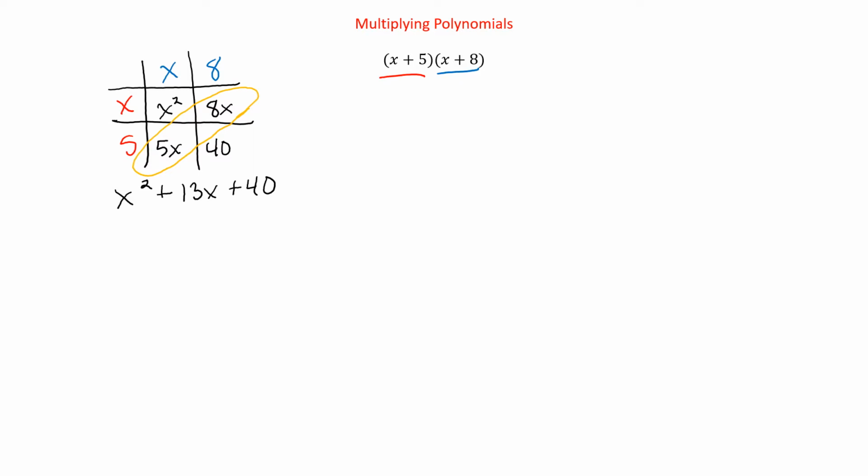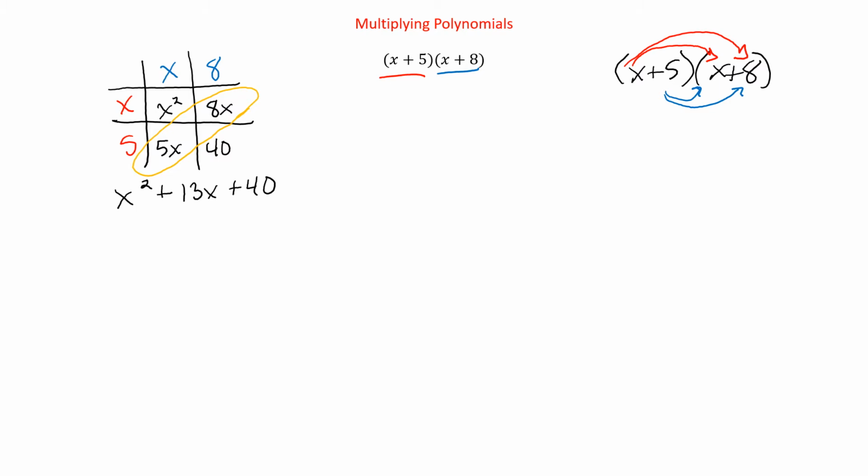That's one way of doing it. The other way of doing it is using distribution. So if we have x plus 5 times x plus 8, we're going to distribute everything in the first set of parentheses to everything in the second set. So this x gets multiplied by both of those, and then the 5 gets multiplied by both of those.